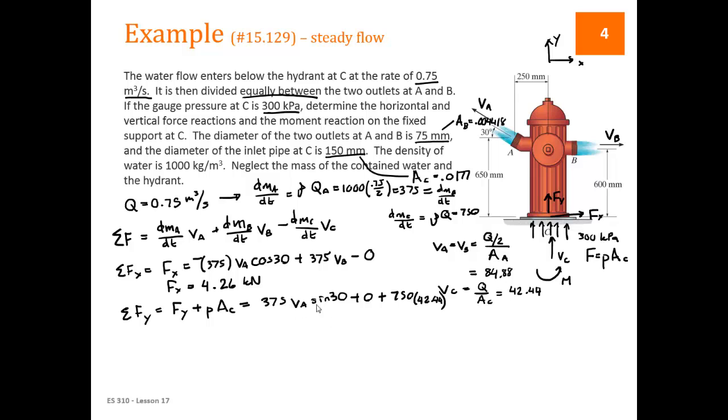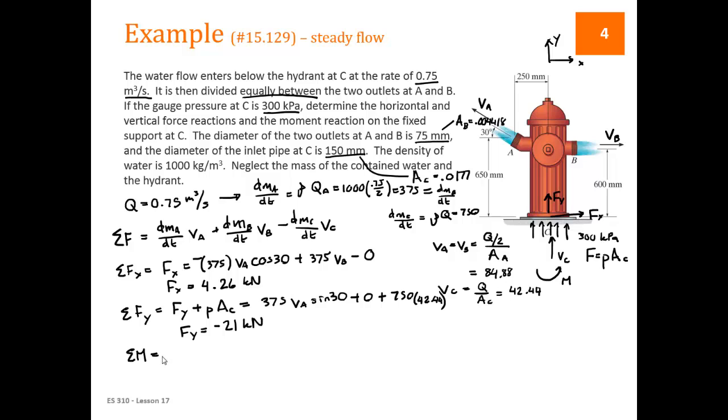So we plug in our known quantities. We solve for Fy is equal to negative 21 kilonewtons. And the negative sign just means that when we drew it, we just guessed upwards. We guessed wrong. It should be downwards. Now we look at our moment equation.